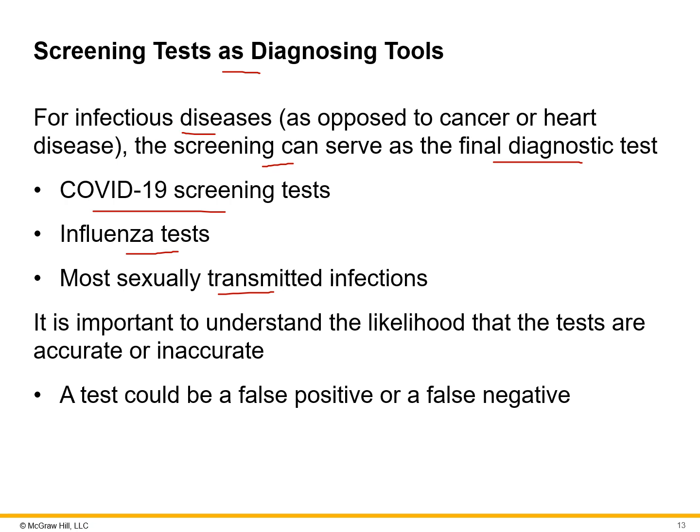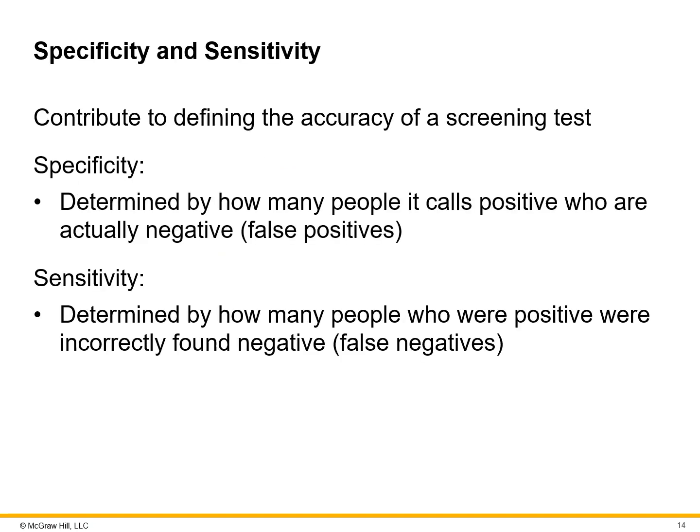But again, it's important to understand the likelihood that the tests are accurate or inaccurate. So they may have a false positive or a false negative. So it's always important to know the percent of accuracy with them. A couple terms here related to these screenings are specificity and sensitivity, because again, false positives and negatives are possible.